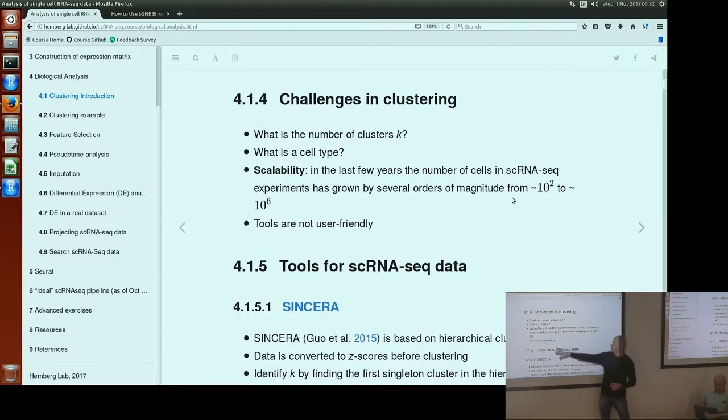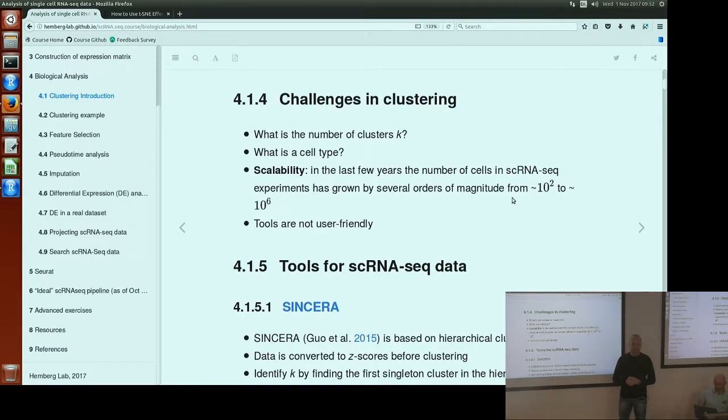So these tools are not user friendly. This is probably out of date already. At the moment there are quite a large number of clustering tools that you can use, and they are user friendly. The only problem, related to the previous topic on Bioconductor, is that some of the tools are compatible with the SingleCellExperiment class that we used yesterday. Some of them are not, so you have to create an expression matrix from your data set first and then use it as an input for the clustering tool.